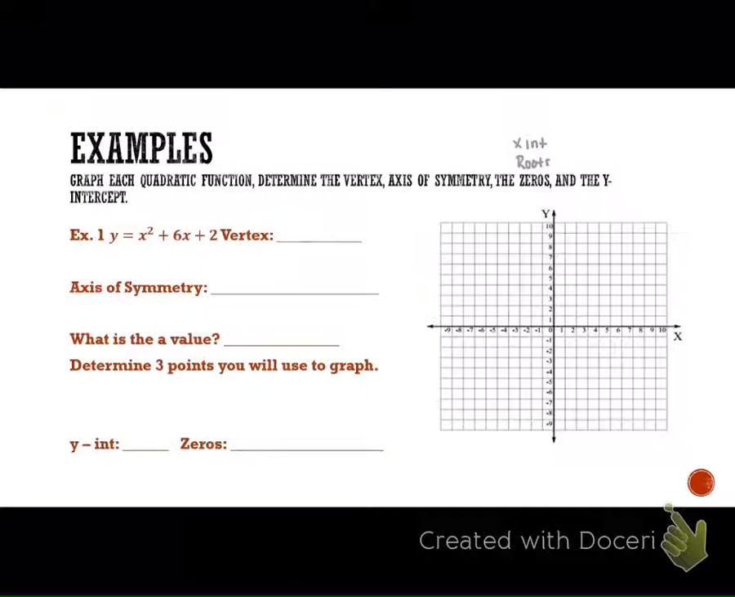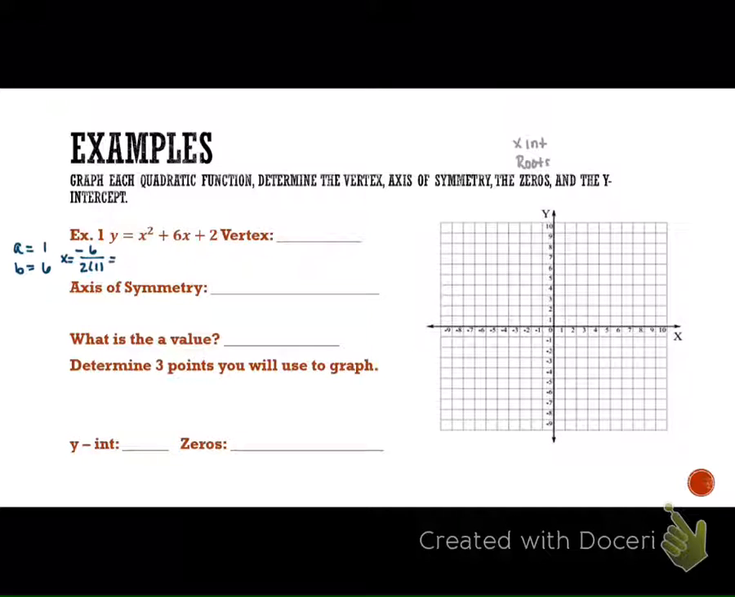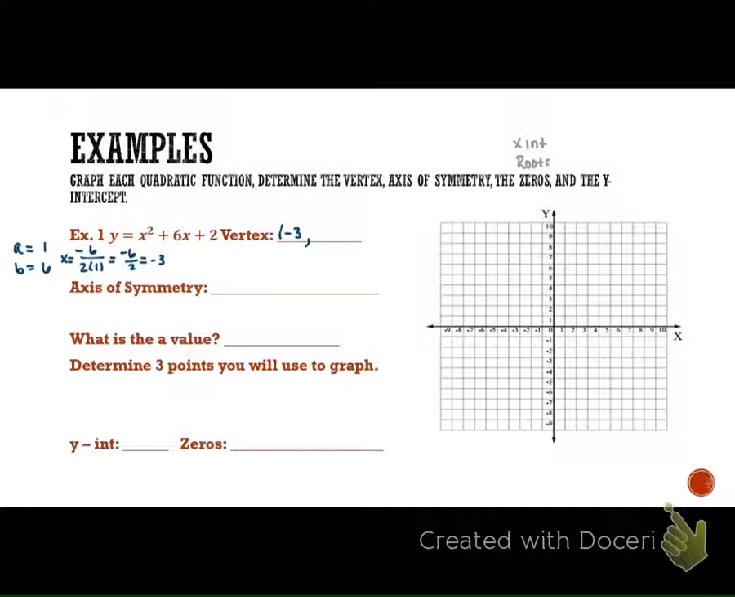Okay, so example 1 says find the vertex. So Spencer, how do I find the vertex of y equals x squared plus 6x plus 2? Good, so we have a b in there, so that's negative 6 over 2 times 1. So that's negative 6 over 2, which is negative 3. So our x value is negative 3. That's what we got so far. So how can we then go about, Sarah, finding the y value?